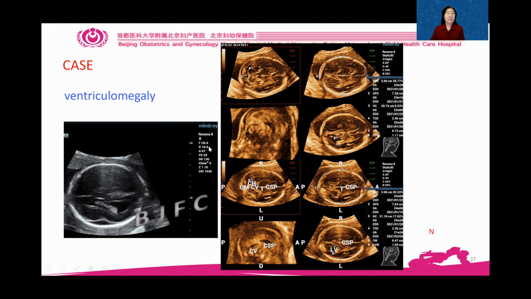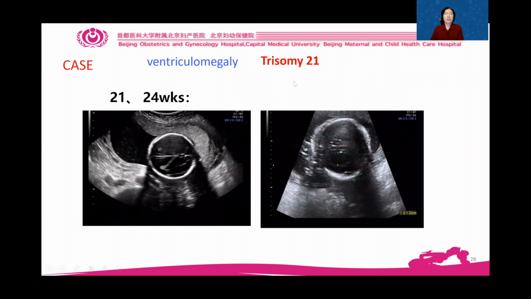Let's look at a case. This case is a ventriculomegaly. The width of the lateral ventricle is measured in the smart plane here. Look, LVW is 1.09 centimeters. Ventriculomegaly. In one second, we get the smart plane and get the 6 measurements. This case is a trisomy 21. The left picture is 21 weeks, another one is 24 weeks. It's ventriculomegaly.